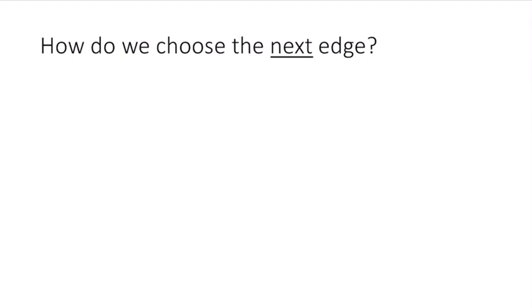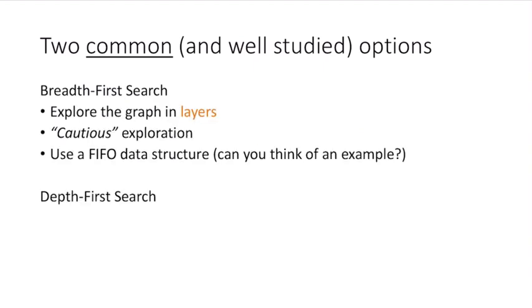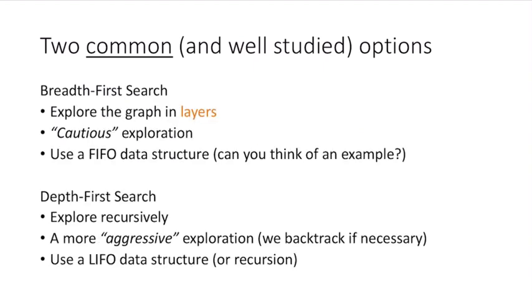Or if you prefer the graphical version here, if I have a bunch of found vertices and vertices that I've not yet found, how do I pick this one? Why would I choose this one out of every possibility? So we'll eventually look at two different ways to do this, the first being BFS and the second being depth first search. So this is our goal for this lecture.